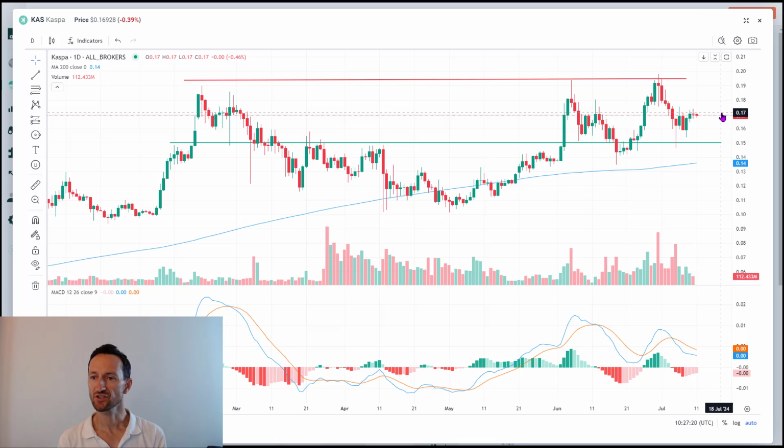But where do I set my stop loss? Typically, I set it just below the prior swing low. The prior swing low was here. So this is the bar right here, the candlestick on July 8th, and the low of that was about 15.4 cents. So I'm going to set the stop loss right about there.